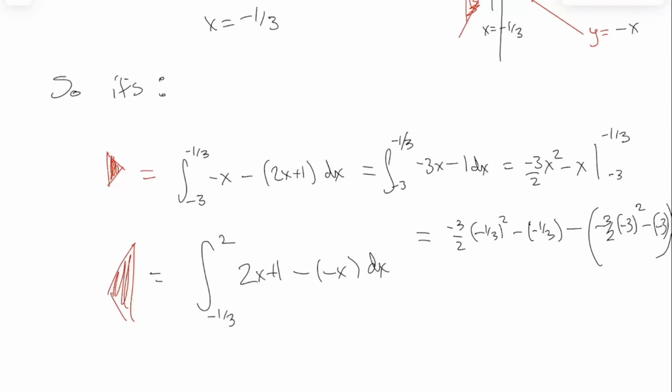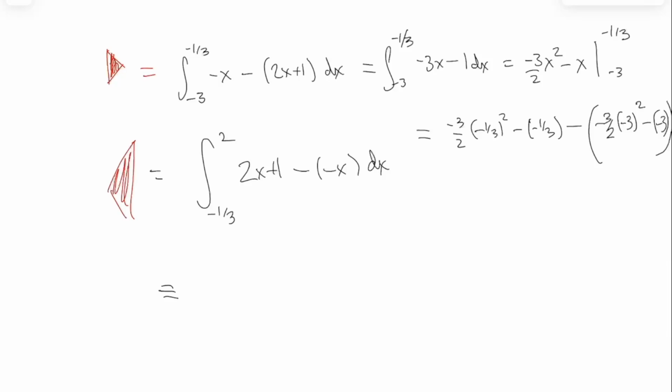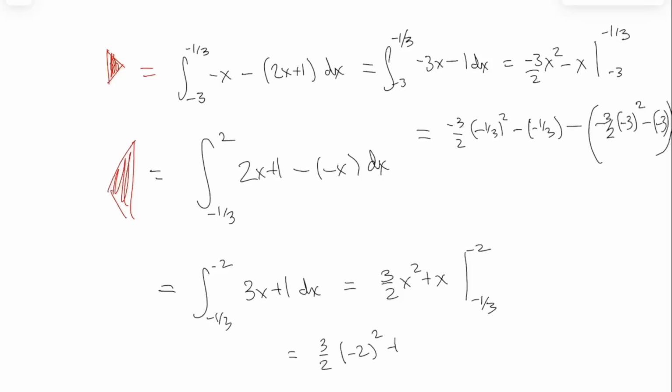And then the area of the second piece, we do the same kind of a thing. So this is going to be minus a third to 2. Just simplifying to begin with, 2x plus 1 minus negative x, that's a plus x, which makes it 3x plus 1 dx. And then I do the integral. This becomes 3/2 x squared plus x, plugging in 2 and minus a third, which is 3/2 times 2 squared plus 2, minus 3/2 times negative a third squared plus negative a third.